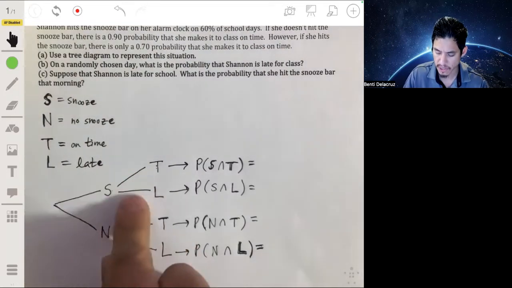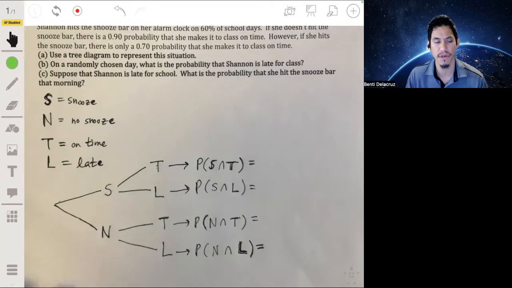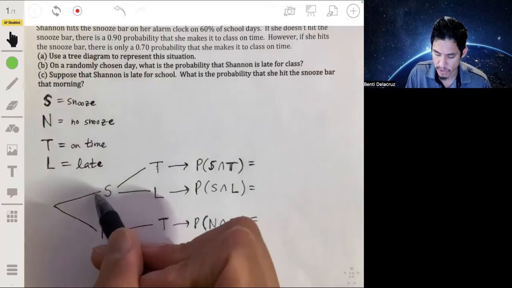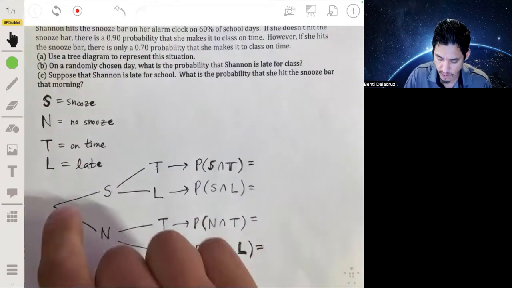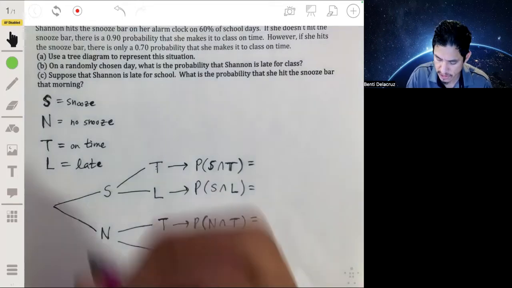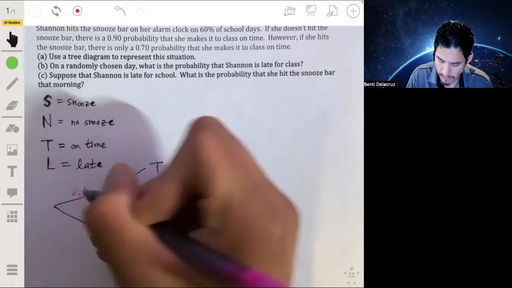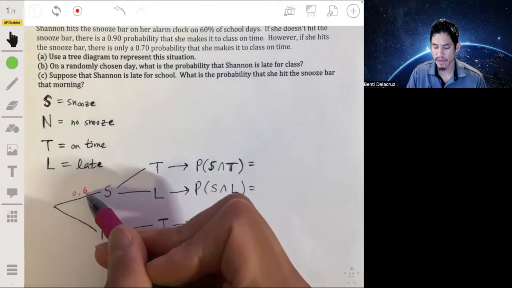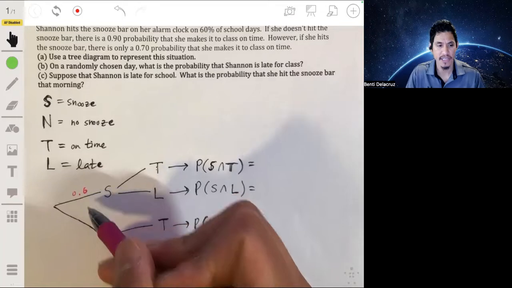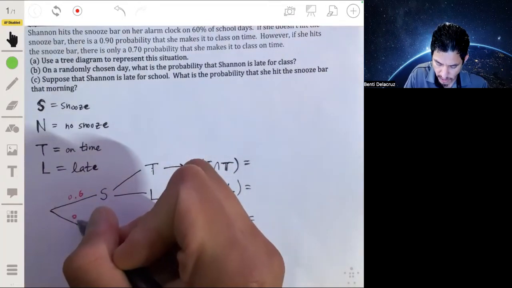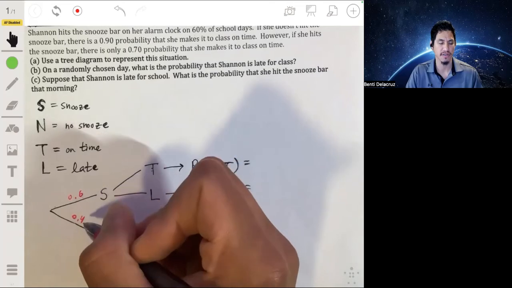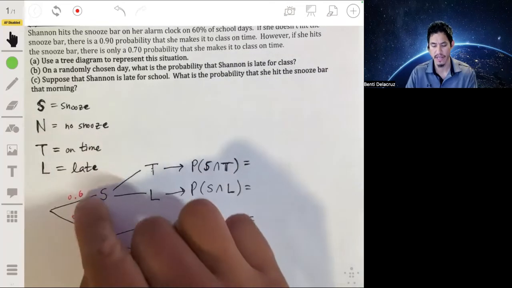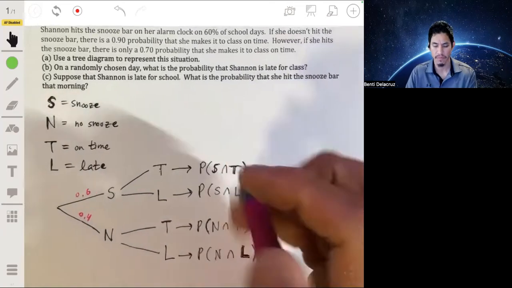So now on the corresponding branches, you put the probabilities. We're told that she hits the snooze bar on 60% of the days. So on this branch, we're going to put 0.6. Now, if she hits the snooze bar on 60% of the days, that means she doesn't hit the snooze bar on 40% of the days. The 0.4 is there because either she hits the snooze bar or she doesn't, and those have to add up to 1.